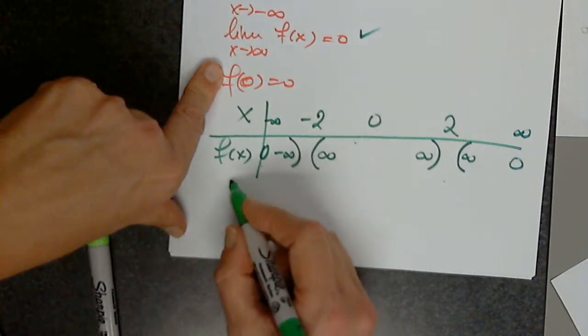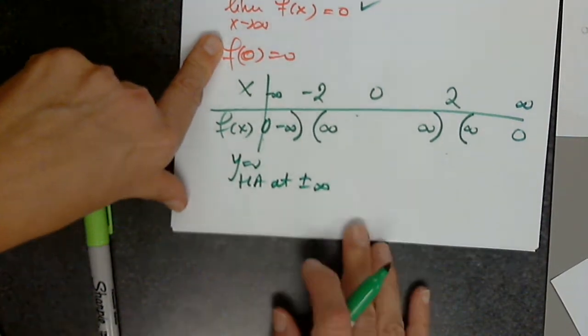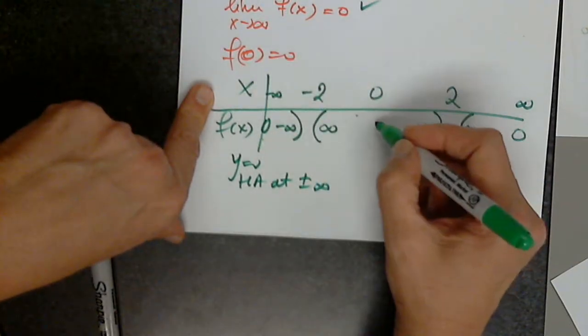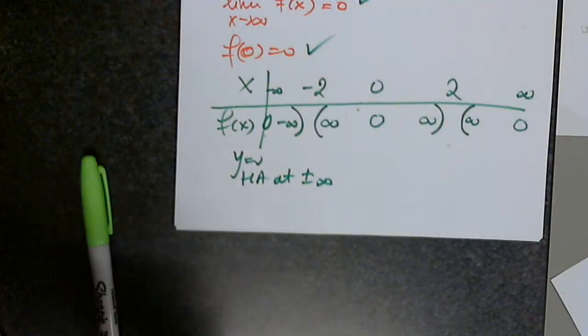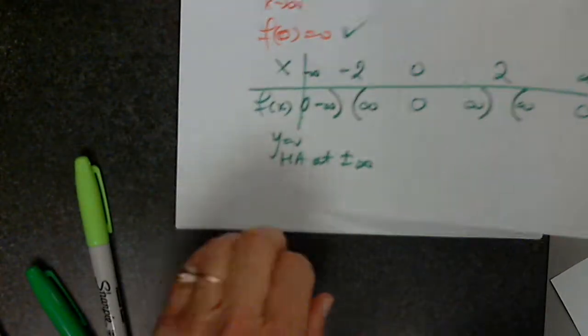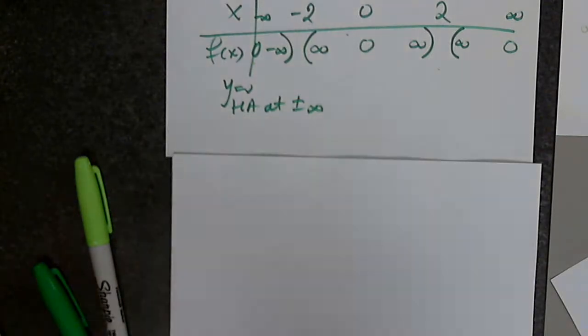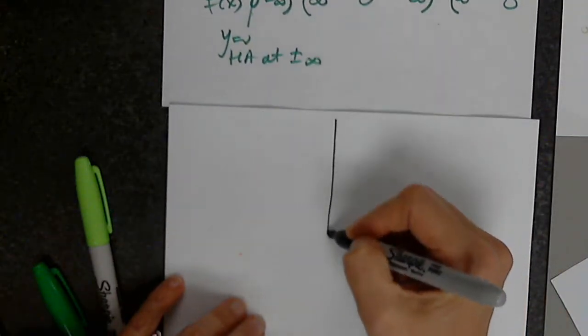Which tells me that y equals 0 is a horizontal asymptote at positive or negative infinity. And I'm told that f of 0 is 0. Done. I have all my information in the chart, and I'm ready to create a graph, any graph that fulfills the given conditions. So here's my graph.